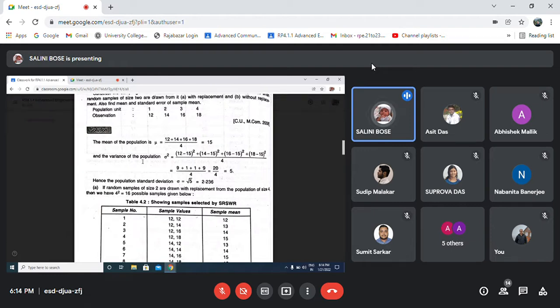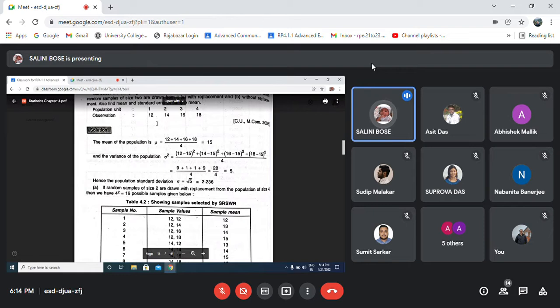The next sample will be 12 and 14. Clear? The third sample will be 12 and 16. Then 12 and 18. Why am I taking only 2 values each time? Why am I not taking 12, 12, 14? Because I need only a size of 2. It is already mentioned in my question. We need size 2. So the first sample is 12, 12, the second is 12 and 14, the third is 12 and 16, and the fourth is 12 and 18.